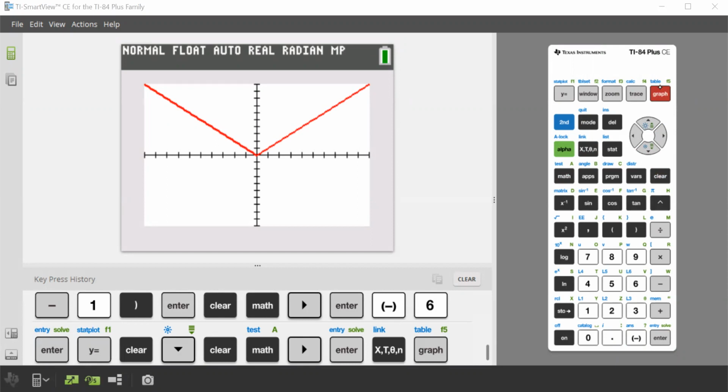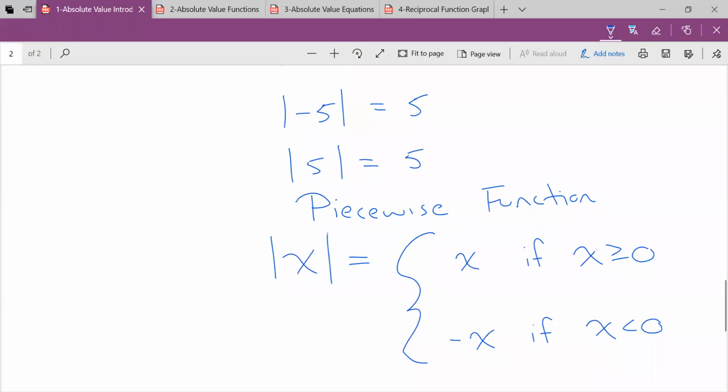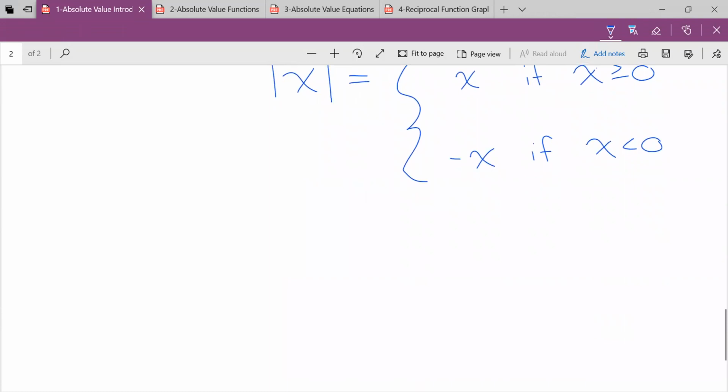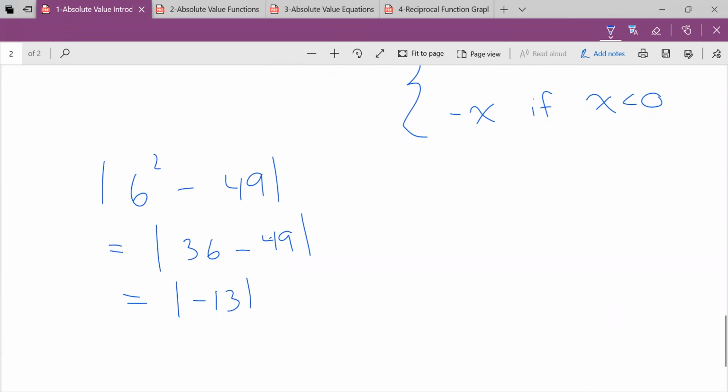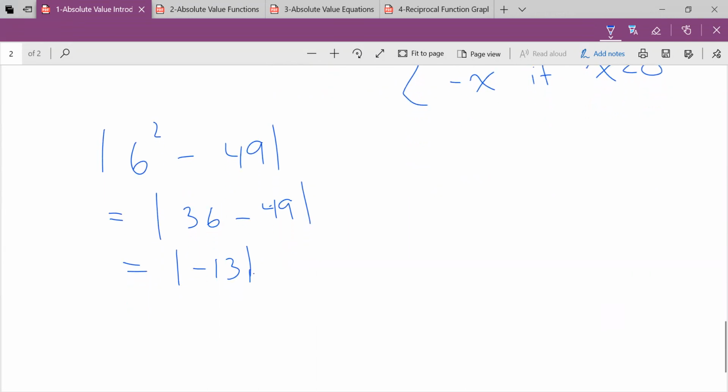But for now, in the first lesson, all I want you to think about is, okay, I give you something like this. I say, what's this equal to? So I could put that right in my calculator, but I'm going to just, oops, I'm one step ahead of myself there. 36 minus 49, okay, which is the absolute value of -13, which we now know the absolute value bars are just going to make this positive. That's it. Okay, so there's your first lesson in absolute values.